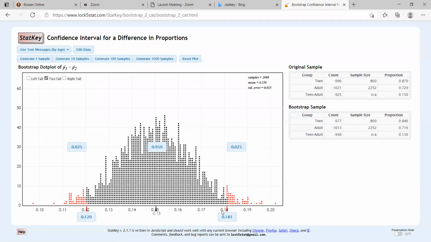This is a difference in proportions. We're comparing two groups here, and we're saying that the true population difference of proportions is between 12% higher for teens and adults and 18.1% higher for teens and adults in terms of using text messaging. This is called difference in proportions.